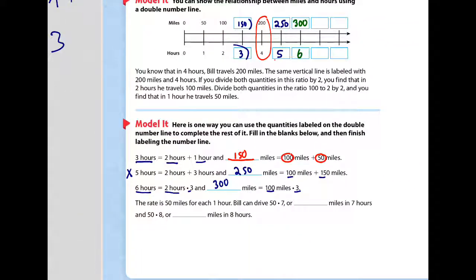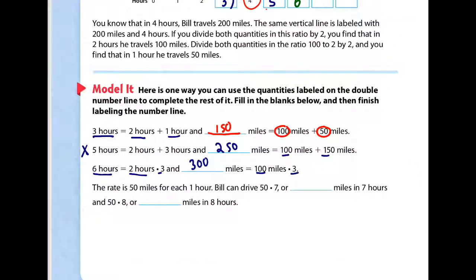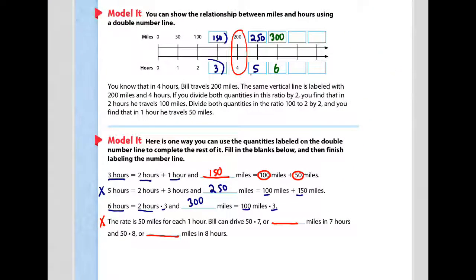Okay, so now what I want you to do is you're going to pause it and do this one. So figure out the blanks, and then figure out, I think you're figuring out the last two ratios. So pause it, do that, restart it when you're done. Go.